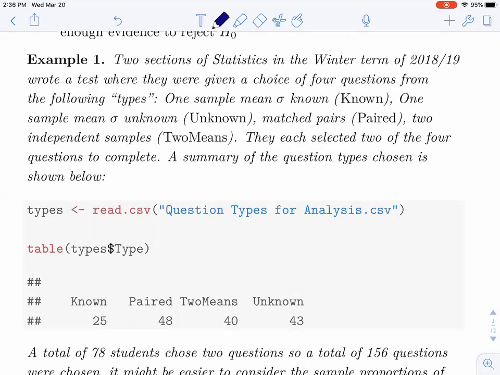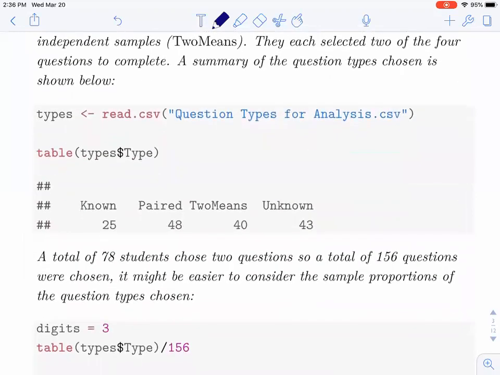Wrote a test where they were given a choice of 4 questions from the following types. 1 sample means sigma known, which I'm just calling known. 1 sample means sigma unknown, which I'm just calling unknown. Matched pairs, paired, 2 independent samples, which I'm just calling 2 means. They each selected 2 of the 4 questions to complete, as you might recall. And so a summary of the question types chosen is shown below.